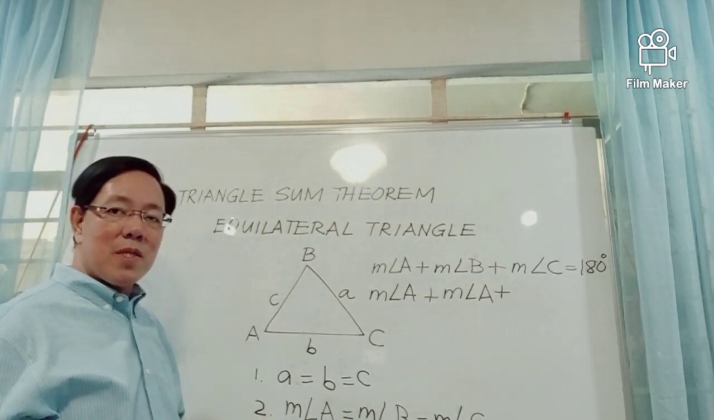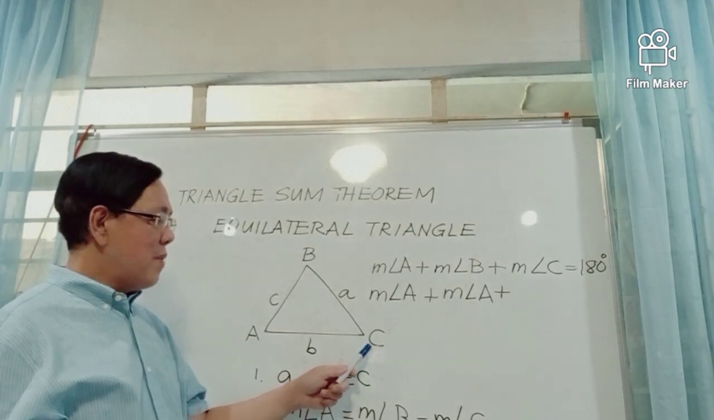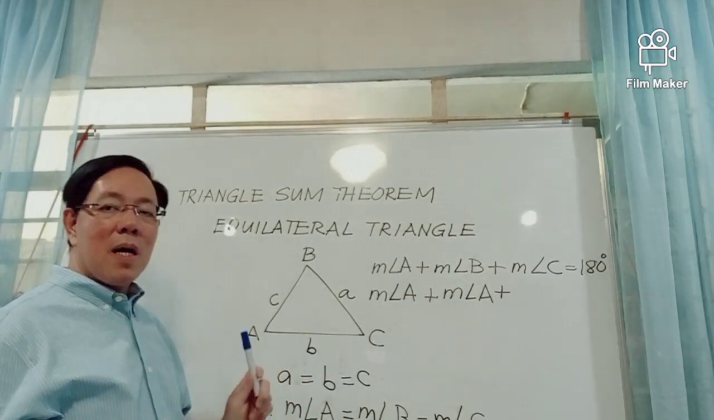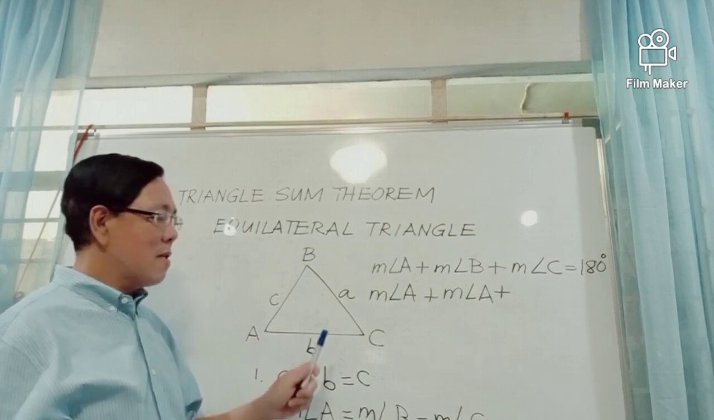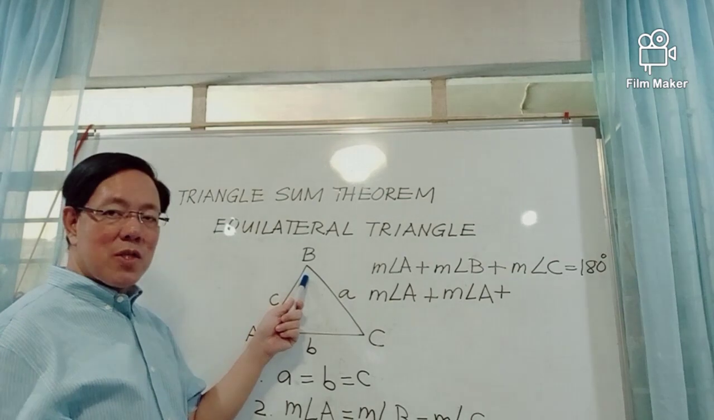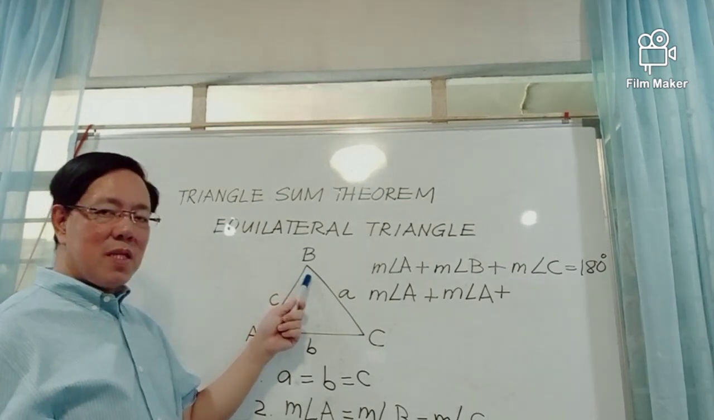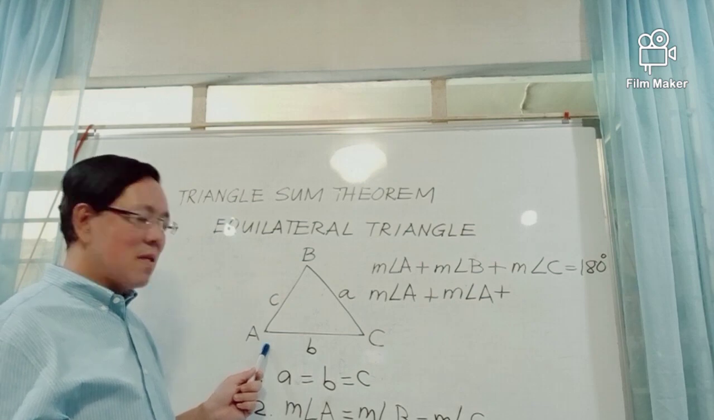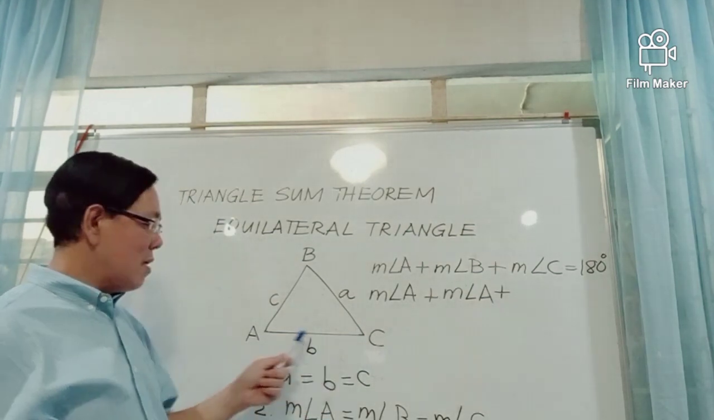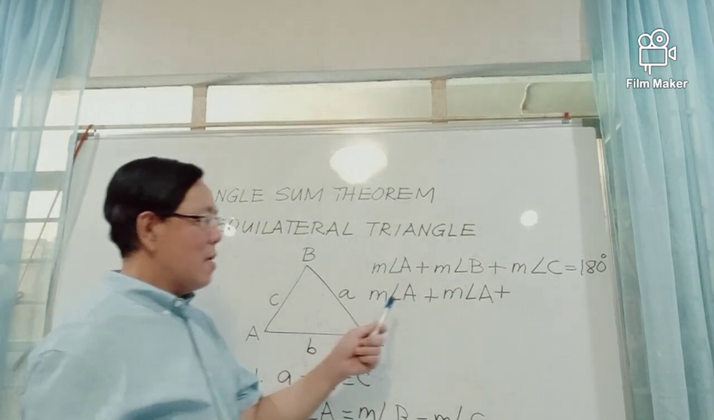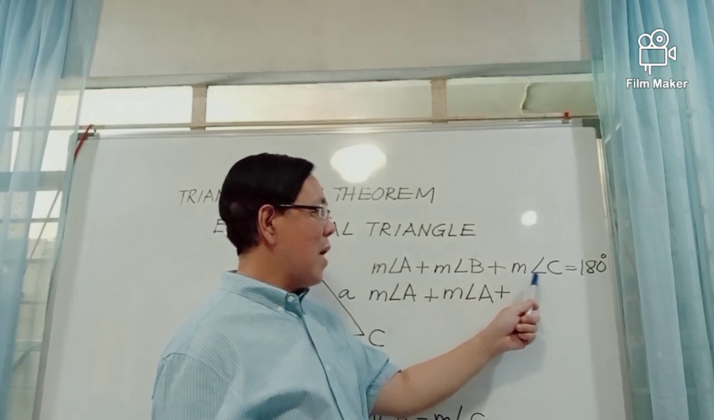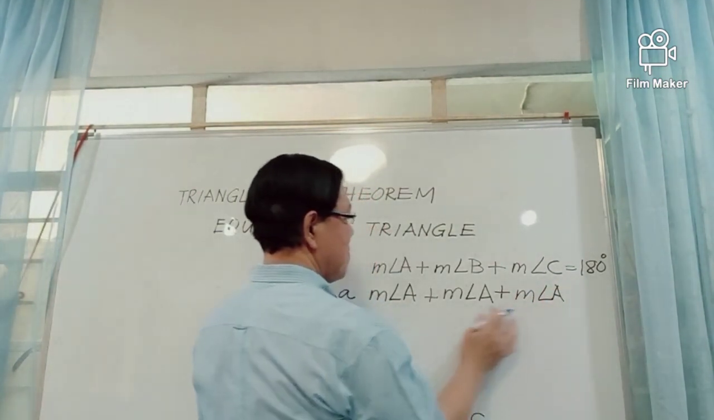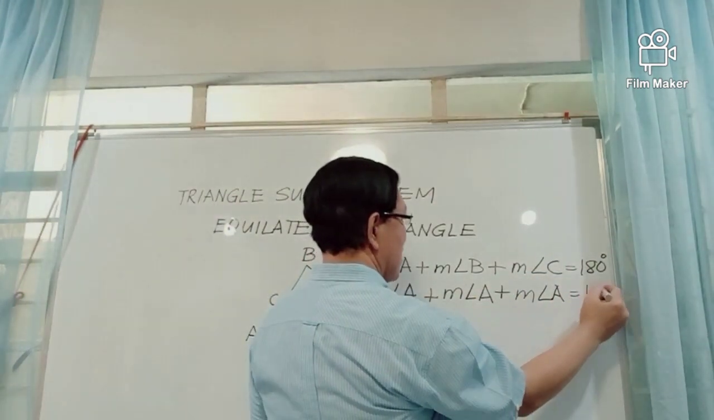And by the transitive property of equality, we can say that the measure of angle C is equal to the measure of angle A. Again, by the property of an equilateral triangle, the measure of angle C is equal to the measure of angle B, and the measure of angle B is equal to the measure of angle A. So by the transitive property of equality, the measure of angle C is equal to the measure of angle A. In this equation now, we can replace the measure of angle C by the measure of angle A, and this sum is still equal to 180 degrees.